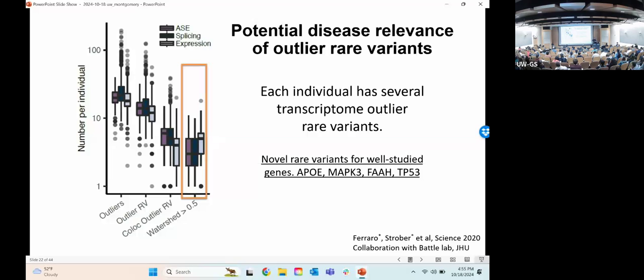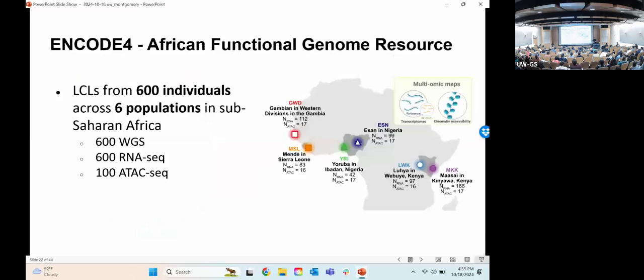And we saw that on average, people had about 5 to 7 interesting variants. So each one of us in the room has some interesting transcriptome outlier or splicing outlier driving rare variants, which are not included in any genetic risk prediction currently. Some of these rare variants impact well-studied genes like ApoE, P53, et cetera. So we really want to push our ability to find these for individuals and then to understand their phenotypic impacts.